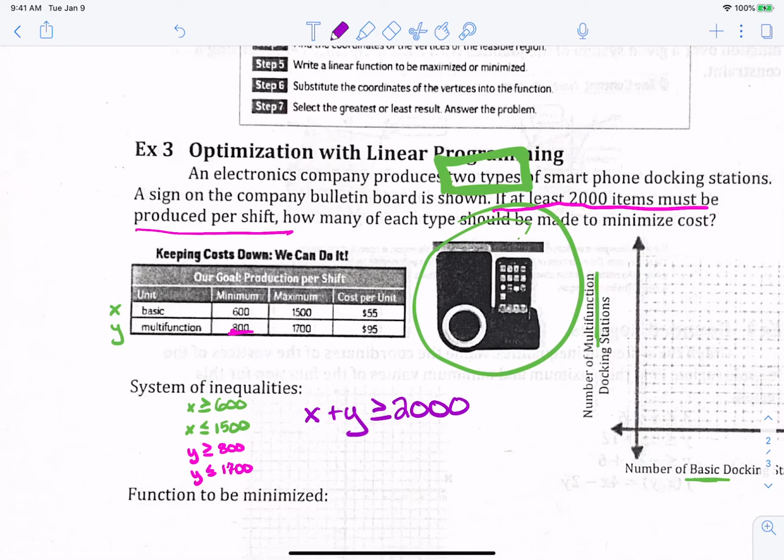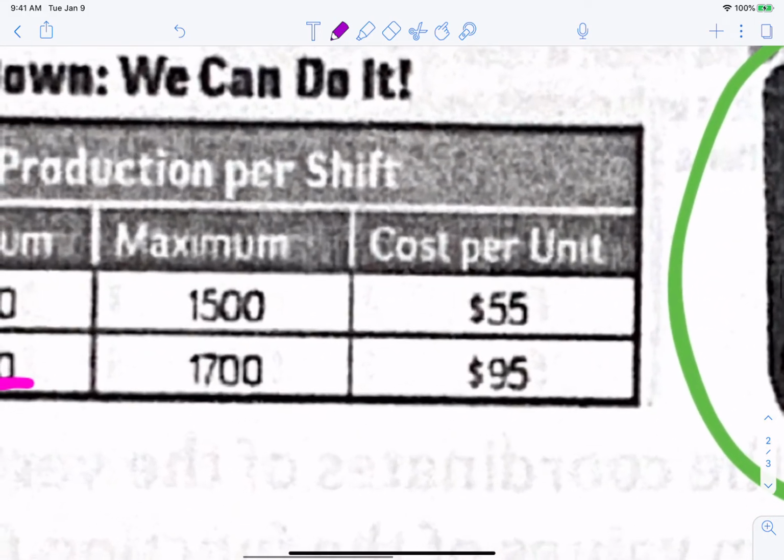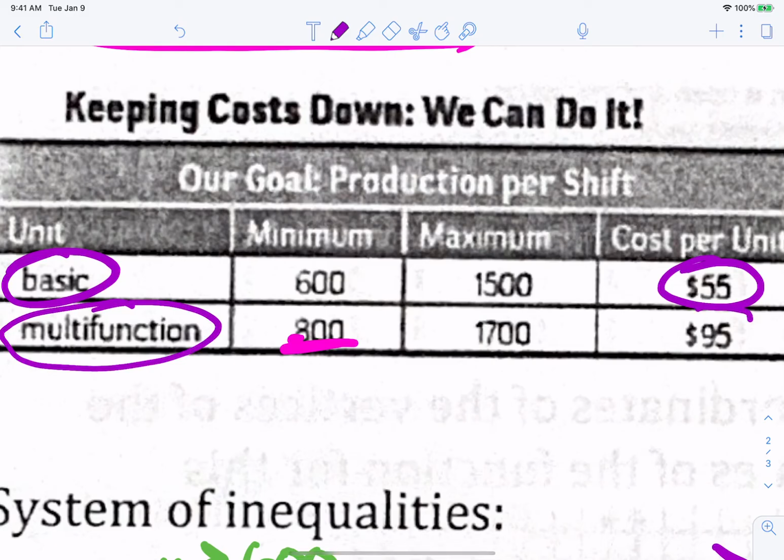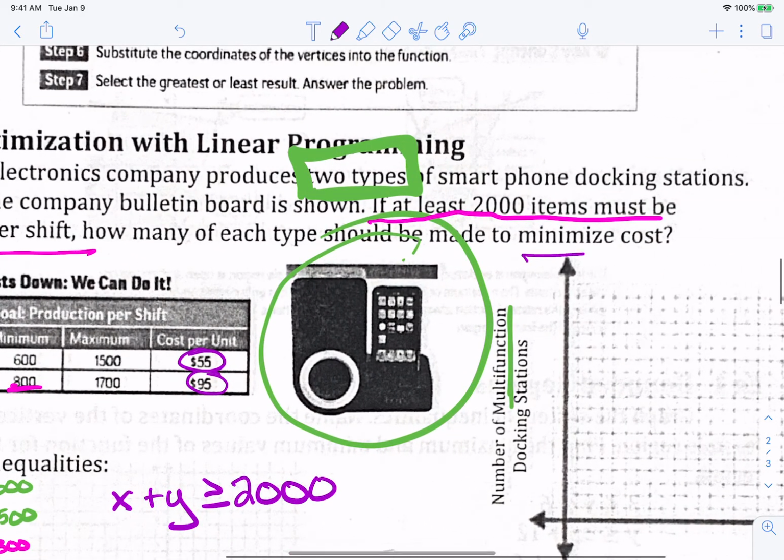Now, the cost to produce each one: a basic costs $55 to produce, and a multifunction costs $95 to produce. So I want to minimize my cost. That's what it says up here. I want to find the minimum cost possible.